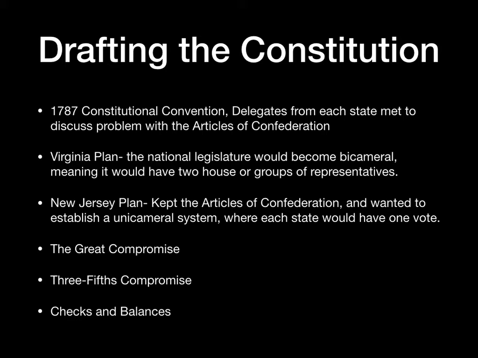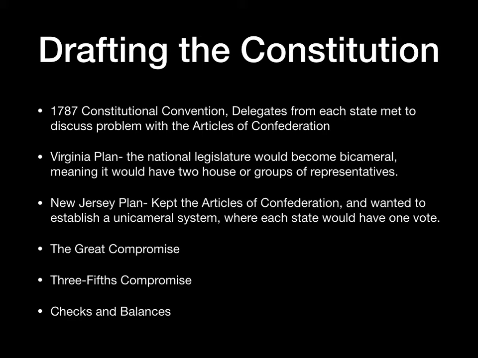Then we had the New Jersey plan, which was put together to kind of protect the small states. New Jersey, as you guys know, is a pretty tiny state, and it wanted to keep a lot of the ideas of the Articles of Confederation. Wanted to establish a unicameral system, which meant there would be one legislative body, and each state would be represented equally.